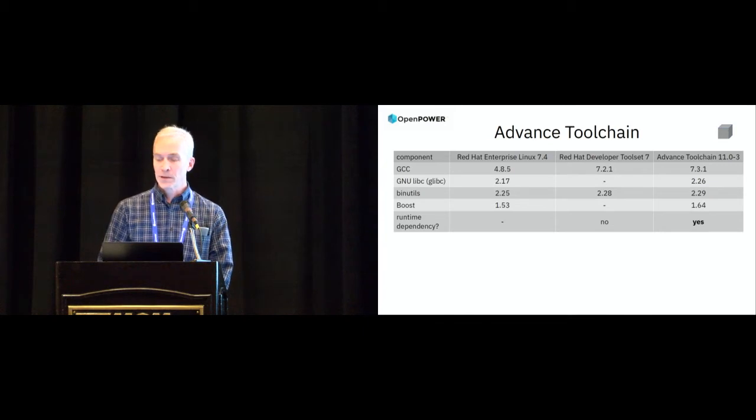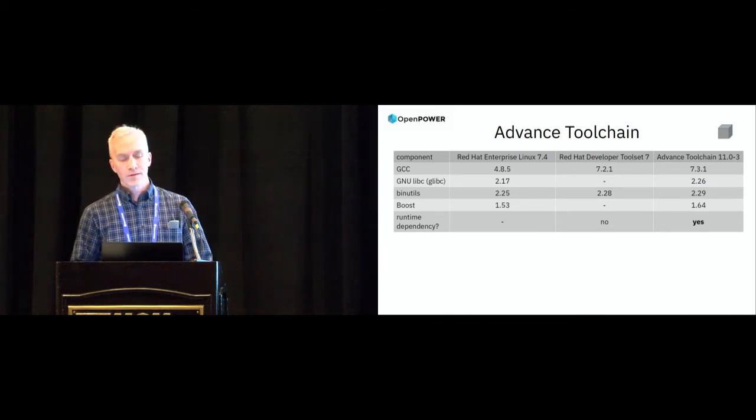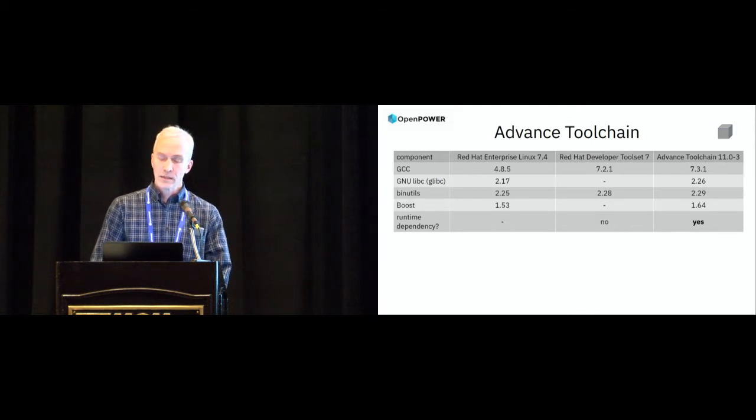All the distributions kind of tend to settle on older versions of the library. But here you can see the distro is settled on 4.8 for the GCC version. The advanced toolchain has 7.3. This is the latest release of GCC 7, has a lot more Power 8 and Power 9 performance advantage.